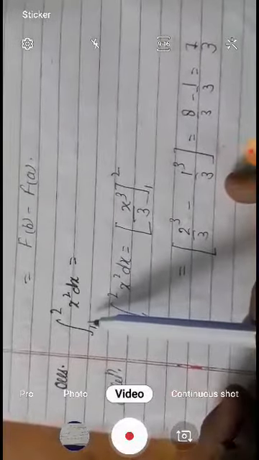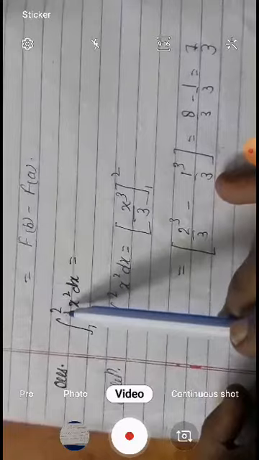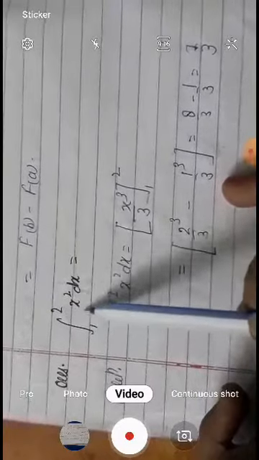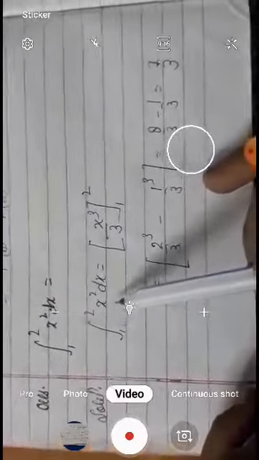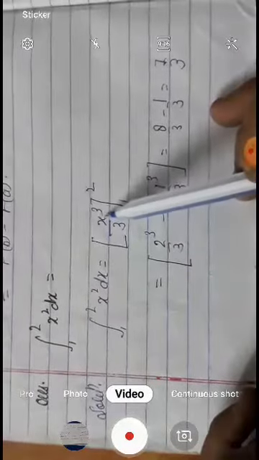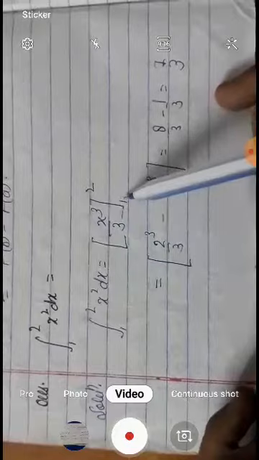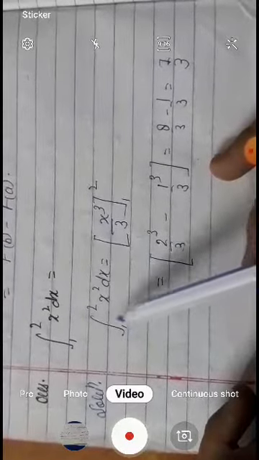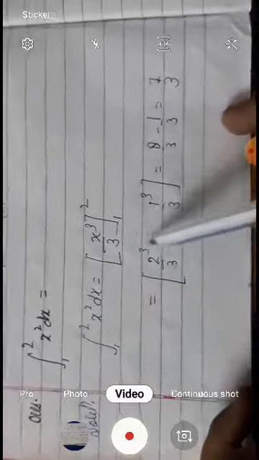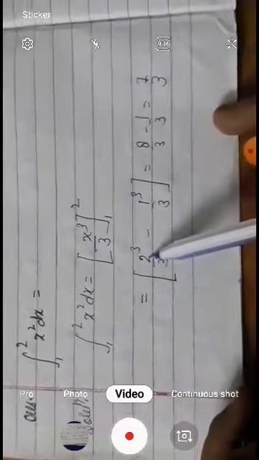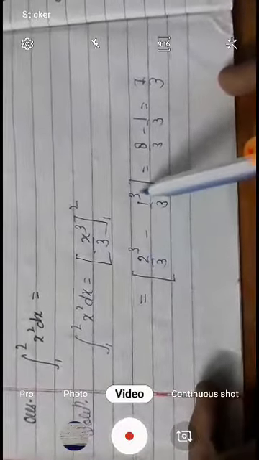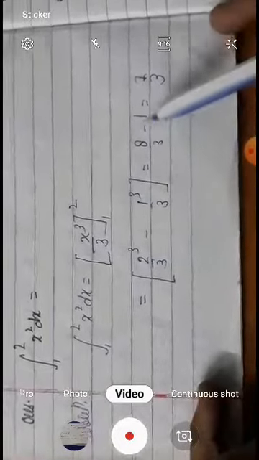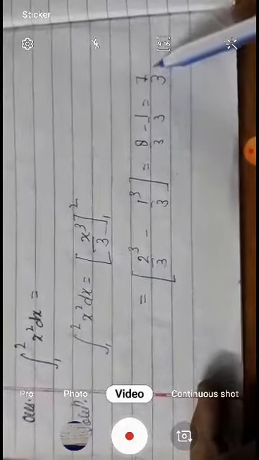This is our first question. Integration from 1 to 2 of x square dx. Firstly, we have to integrate x square, we get x cube upon 3. Now put the values of the limits 1 to 2. Firstly, we have to put the value of 2: 2 cube minus 1 cube, upon 3. This is the value 7 upon 3.